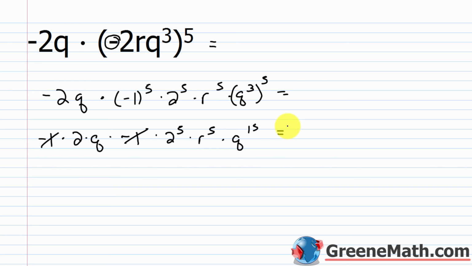And this equals, so this is basically 2 to the 1st power times 2 to the 5th power, that's 2 to the 6th power. You have q times q to the 15th, that's q to the 16th. And then I have r to the 5th power. So my end result is 2 to the 6th power, or you could put 64 if you want, q to the 16th, r to the 5th.